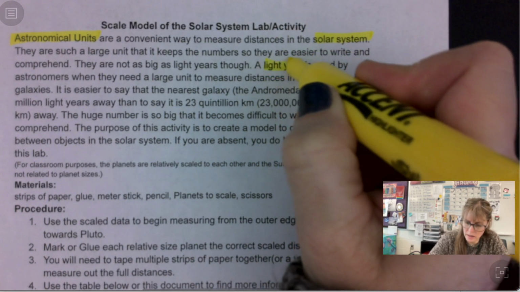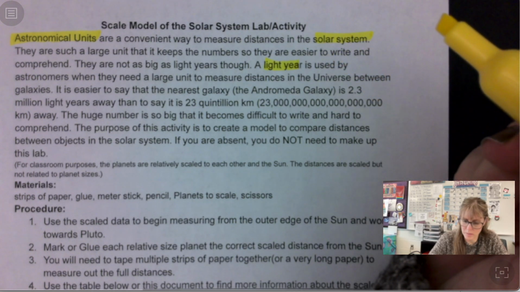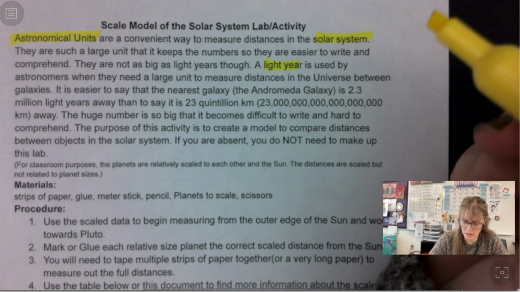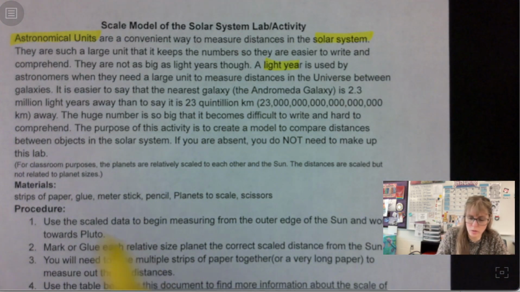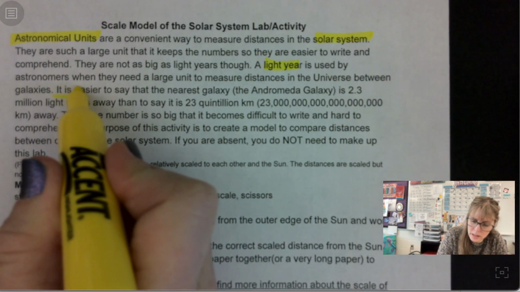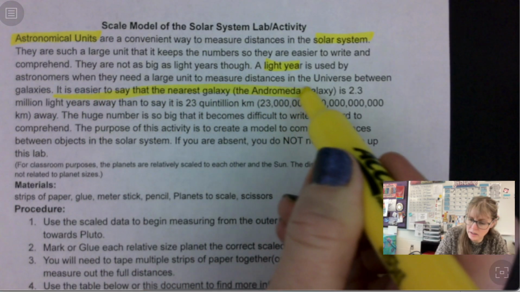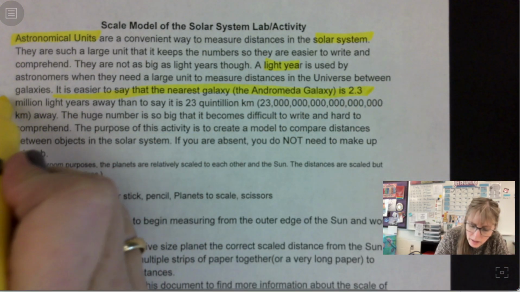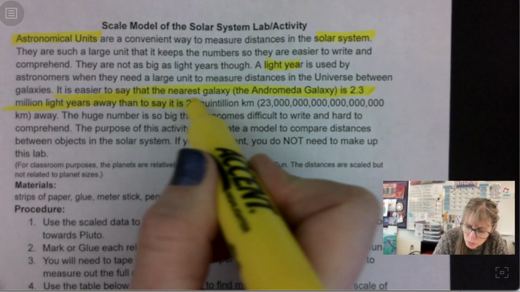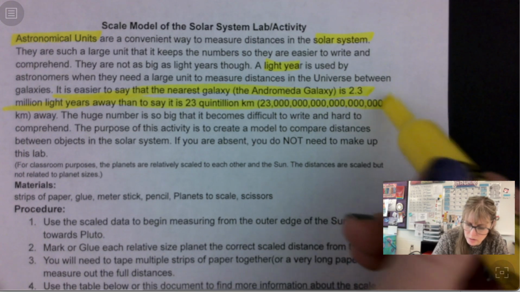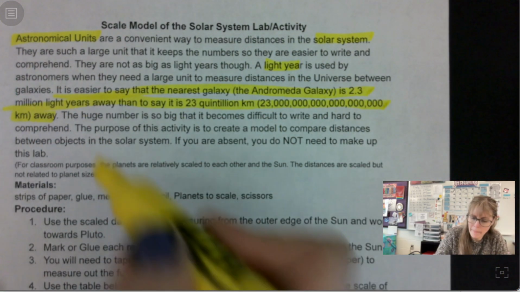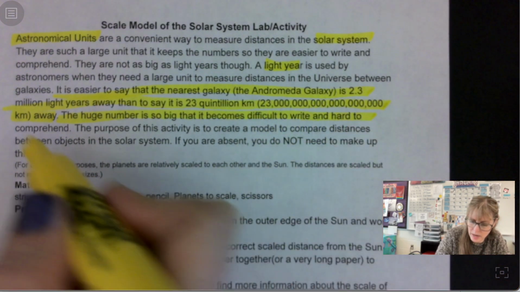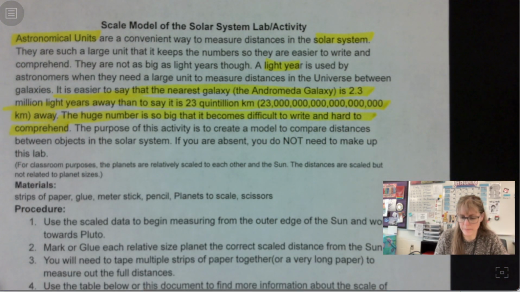Remember, light years are used by astronomers when they need a large unit to measure distances in the universe between galaxies. So the reason we use these huge terms is because it's easier to say the nearest galaxy, perhaps the Andromeda galaxy, is 2.3 million light years away than to say it is 23 quintillion, look at all those zeros, kilometers away. So the numbers get to be so big that it becomes difficult to write and hard to comprehend.